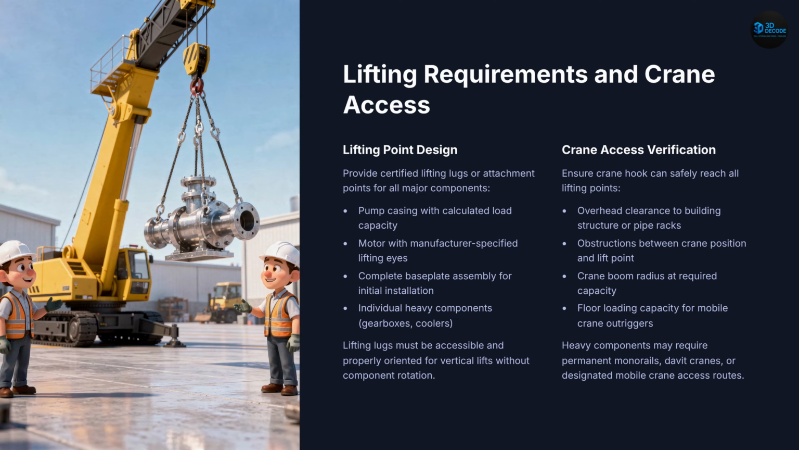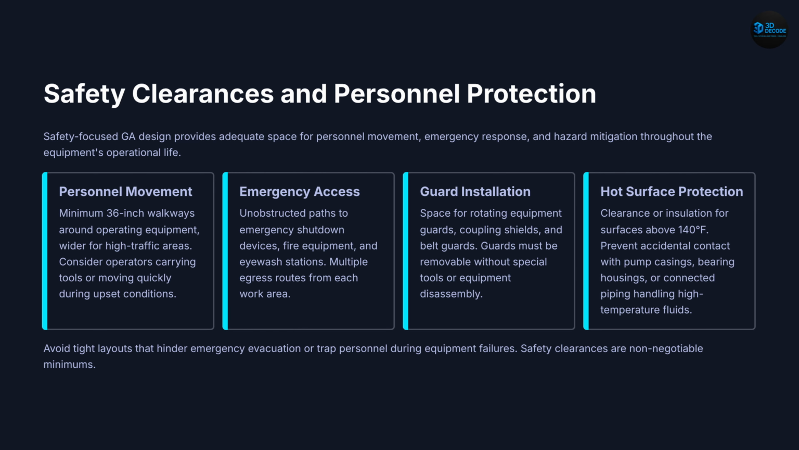But here's where things get complicated. Even if lifting lugs exist, can the crane actually reach them? This is where real package engineering becomes strategic. Engineers must verify overhead clearance, pipe rack interference, boom radius, crane capacity, floor loading. Because in real plants, space is limited. Sometimes engineers even install permanent monorails or davit cranes for future maintenance activities. That's how important lifting planning becomes, because lifting is not only about installation, it's about the next 20 years of maintenance operations.